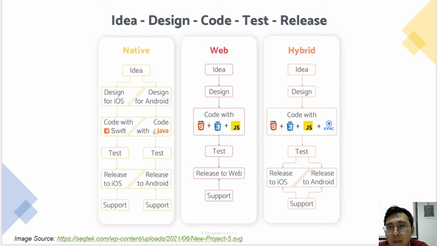We can also come up with the hybrid situation where the idea, design, and code are combined using cross-platform supported programming languages. We can test it and release it separately to iOS and to Android. However, in the hybrid situation, we still need to release it at different times because the platforms are different. They don't have the Apple Store in Android and vice versa.